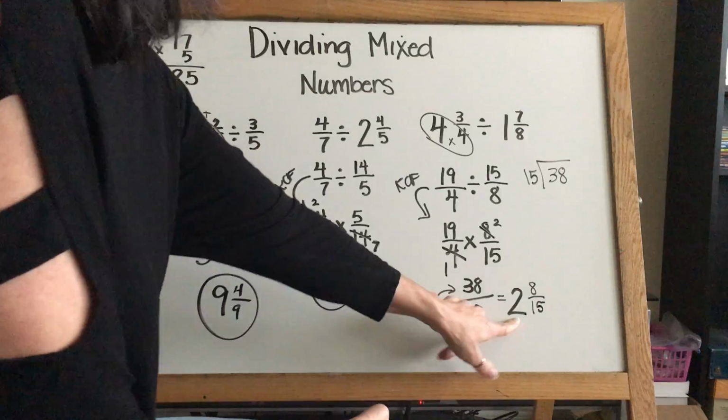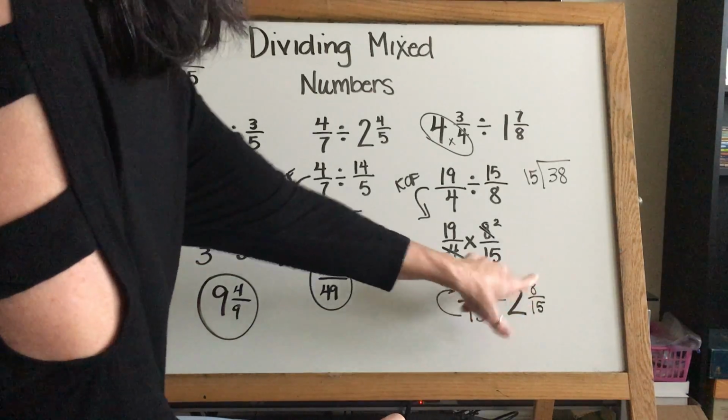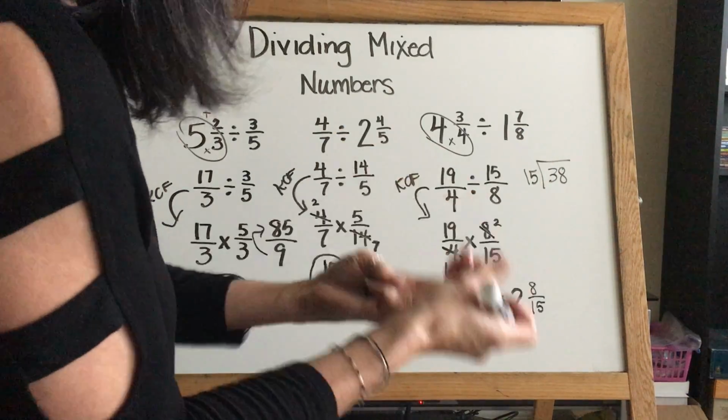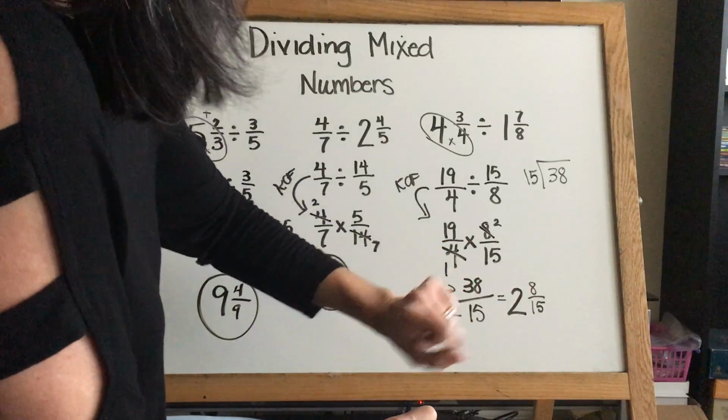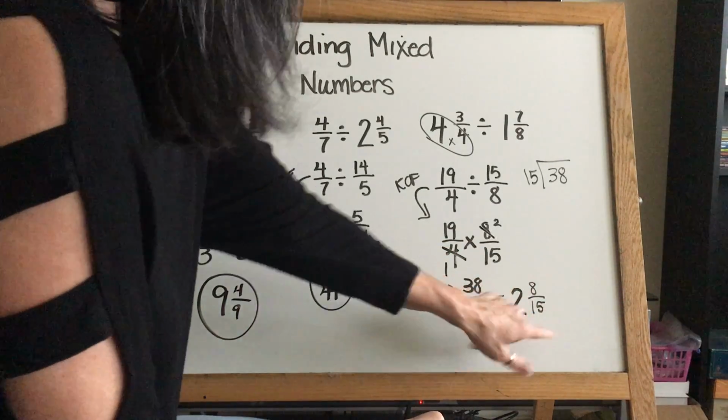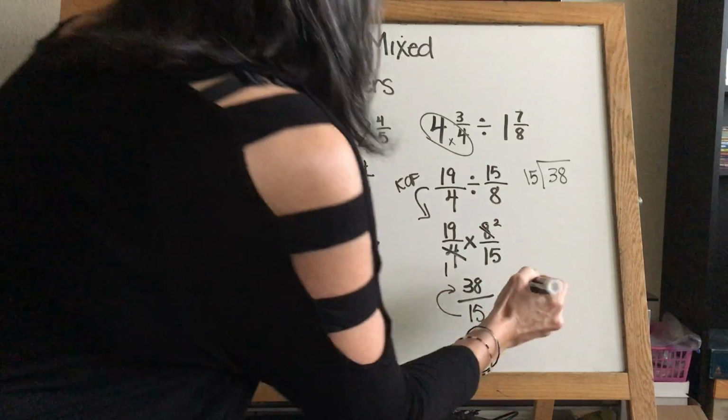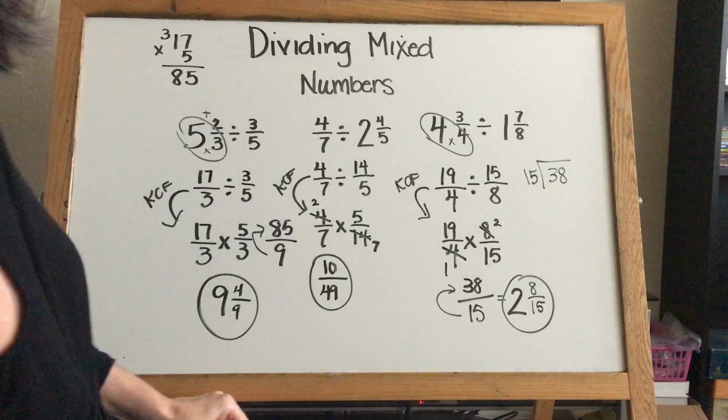We have to stop and ask, can we simplify this? Well, 8 has a factor of 8, 2, and 4. 8 doesn't go into 15. 4 doesn't go into 15, and 2 doesn't go into 15. So we're at lowest terms, and that is our final answer.